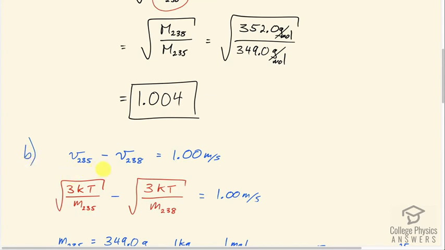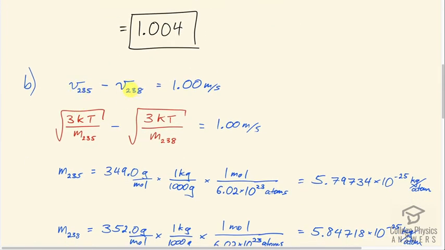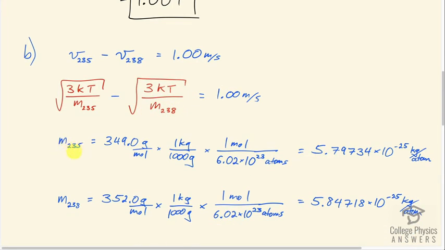Part B says, what would the temperature be such that the difference in these RMS speeds would be 1.00 meters per second? So we make a substitution using this formula here for each of the speeds, in this case dividing by the mass of the 235 isotope, and in this case dividing by the mass of the 238 isotope. The 235 mass will be 349 grams per mole that we're given, multiplied by 1 kilogram for every 1,000 grams, so the unit so far is kilograms per mole, and then multiplied by 1 mole for every 6.02 times 10 to the 23 atoms, and the moles cancel, giving us kilograms per atom.